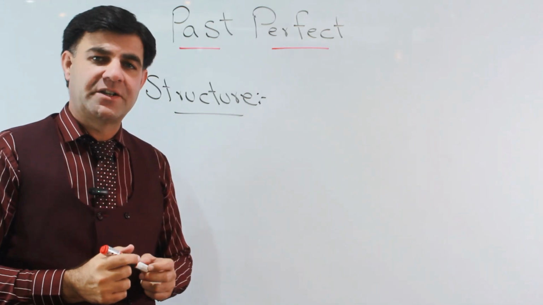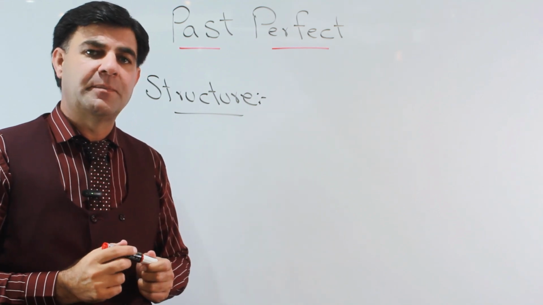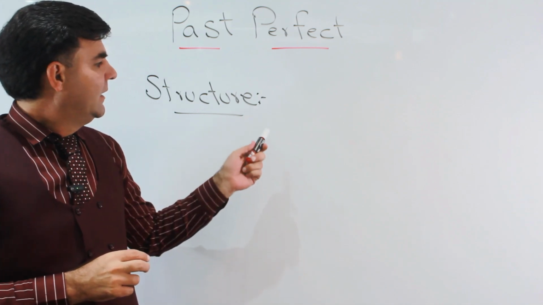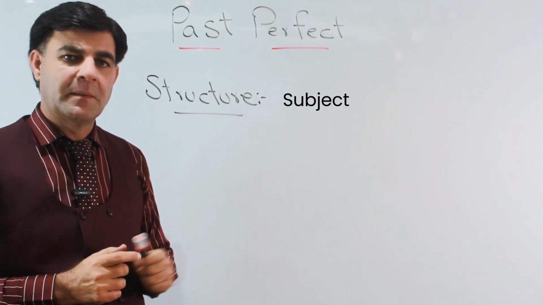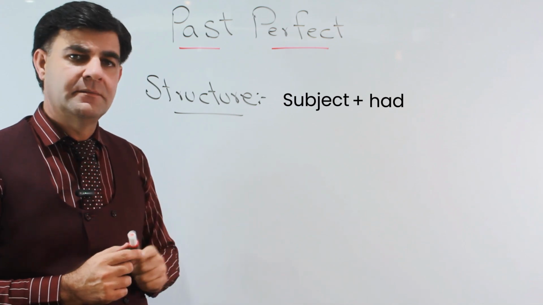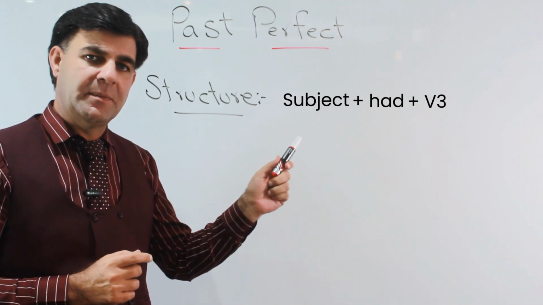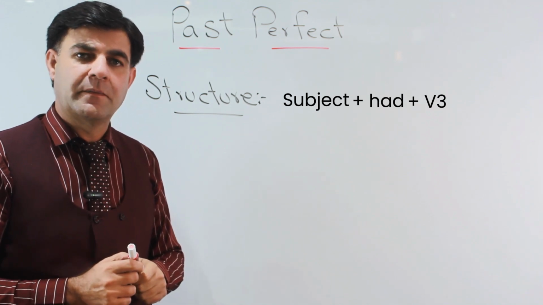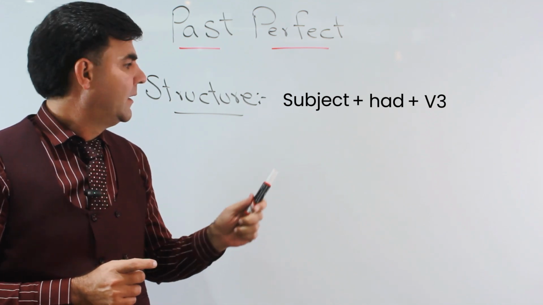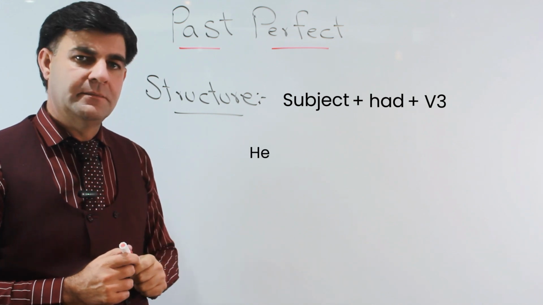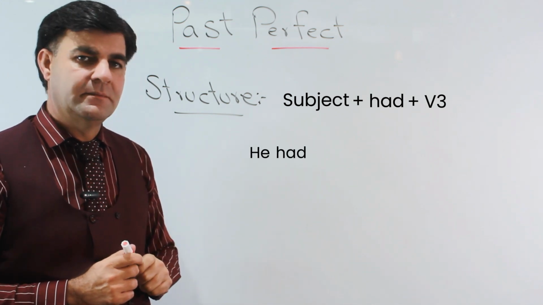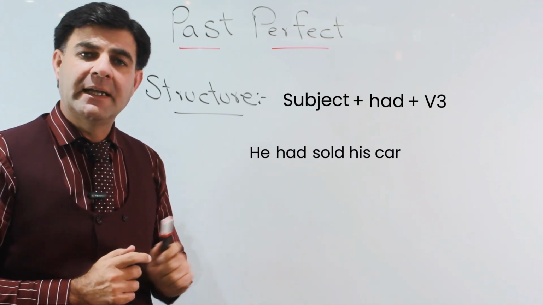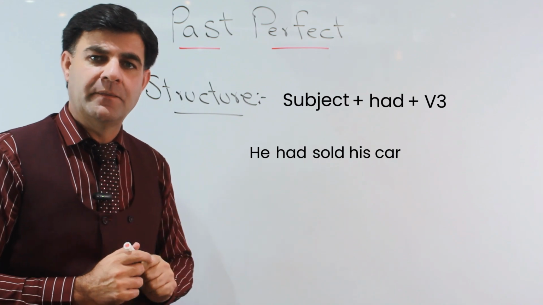Now we see the structure, the formation of past perfect tense. Very simple and easy. Subject plus had plus past participle, or third form of the verb, as you like. He had sold his car. He had sold his car.